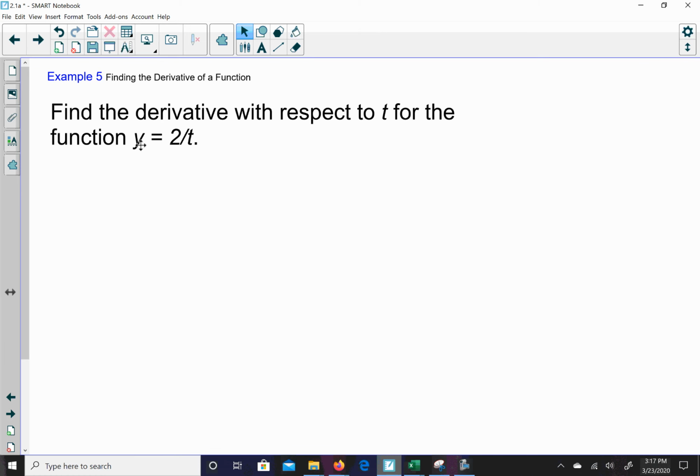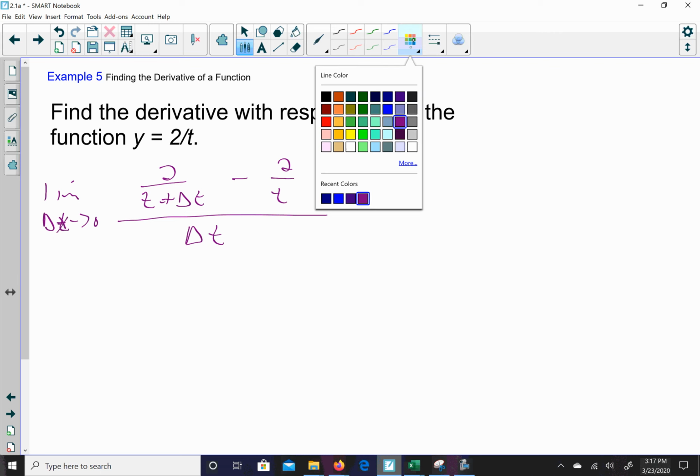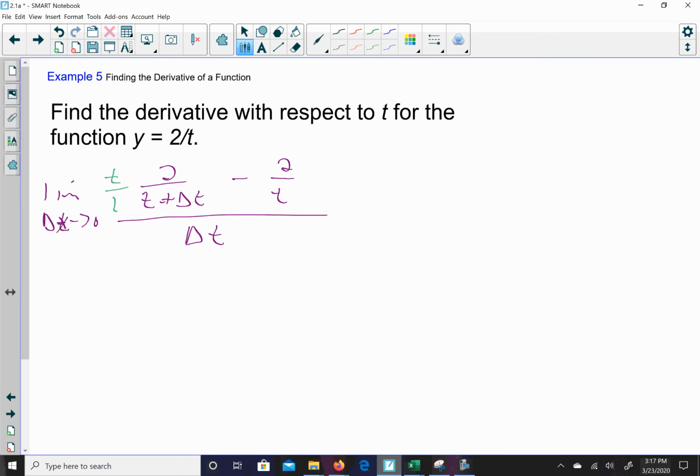And so here, I'm still going to do the limit as delta x approaches 0, same process, well, I'm going to say delta t actually, because it is a t. So I'm going to have 2 over t plus delta t minus 2 over t, and this is all over delta t. Same process that we did before, but now we have fractions, and it's okay because we like fractions. So what we're going to do is have a common denominator. I'm going to multiply this fraction by t over t. I'm going to multiply this fraction by t plus delta t over t plus delta t.